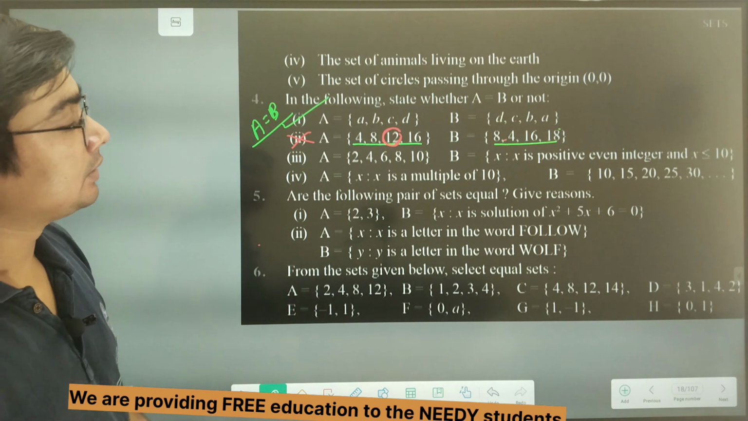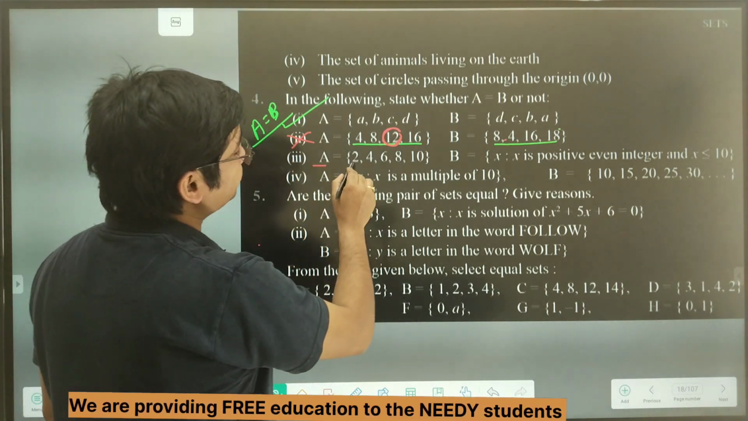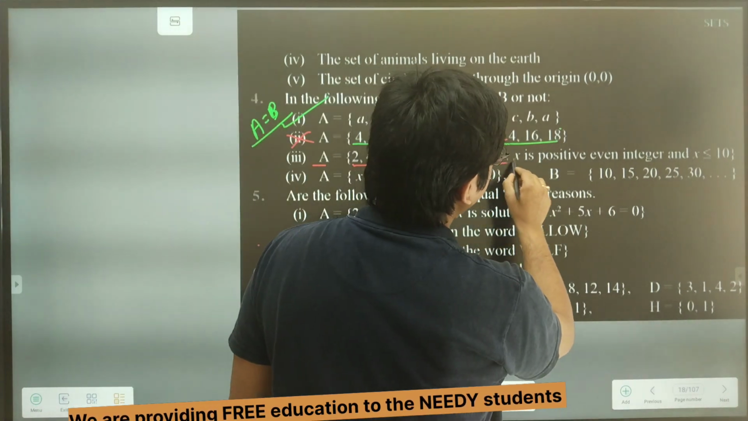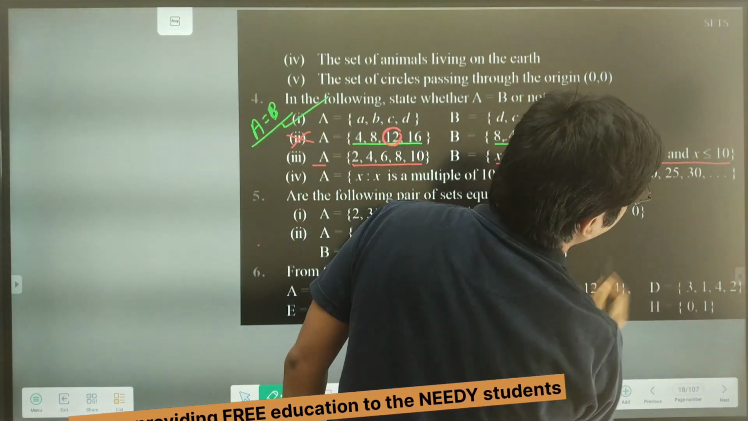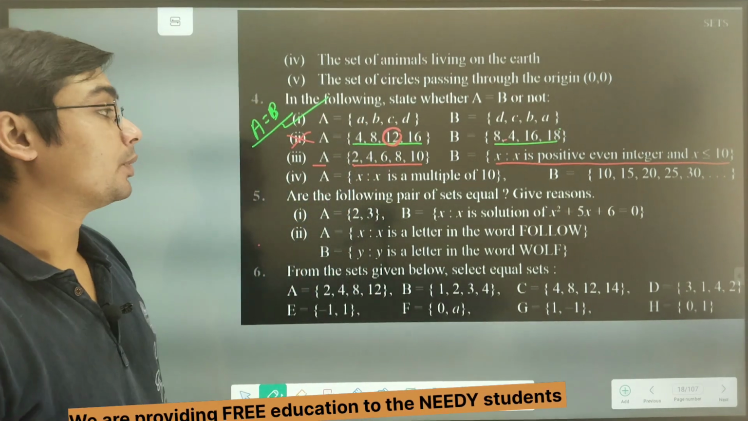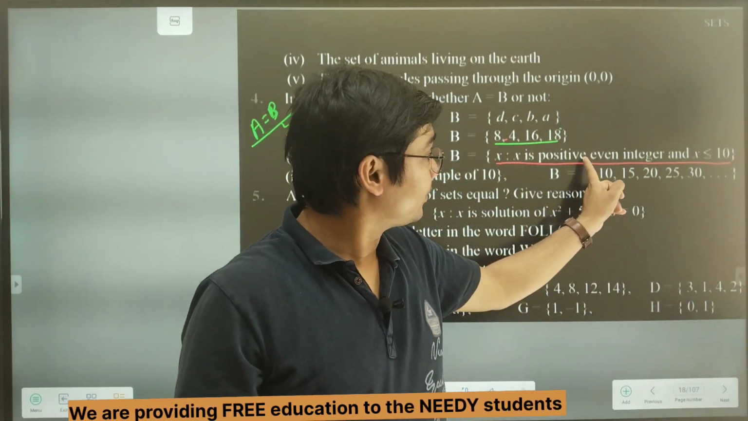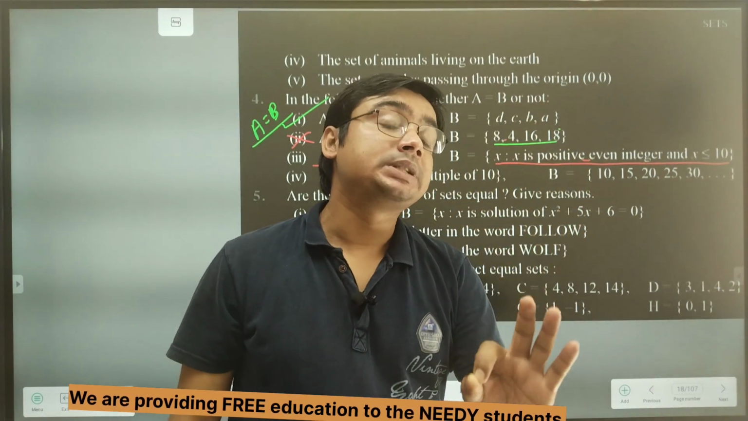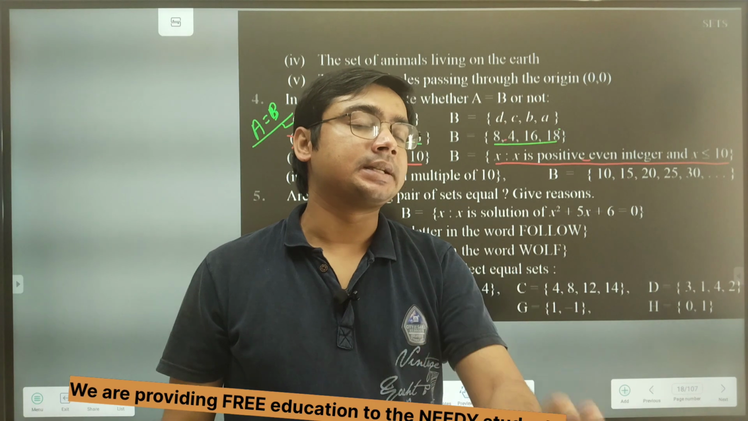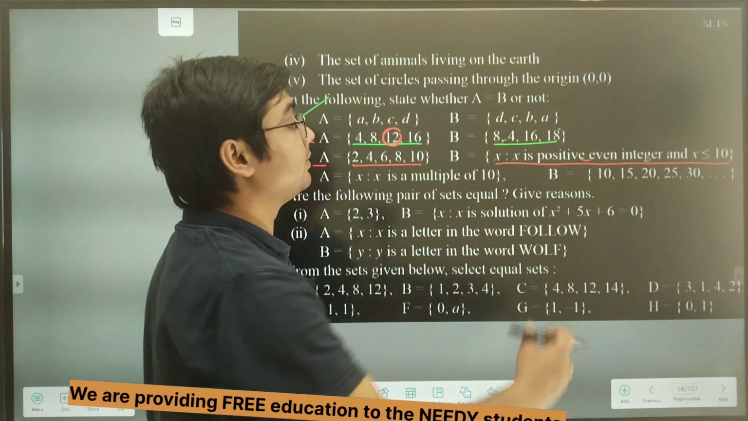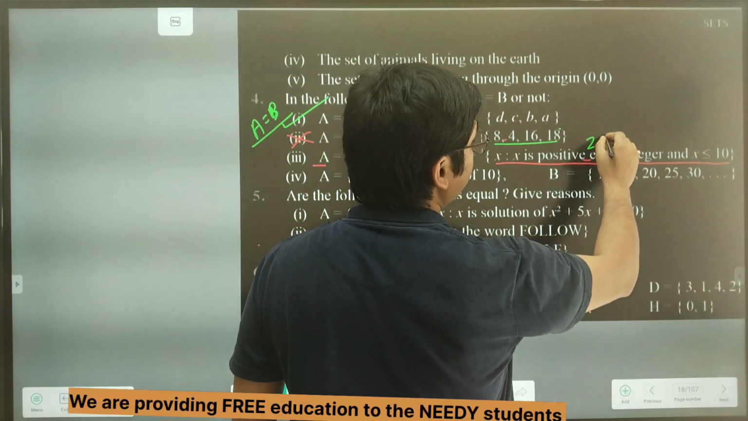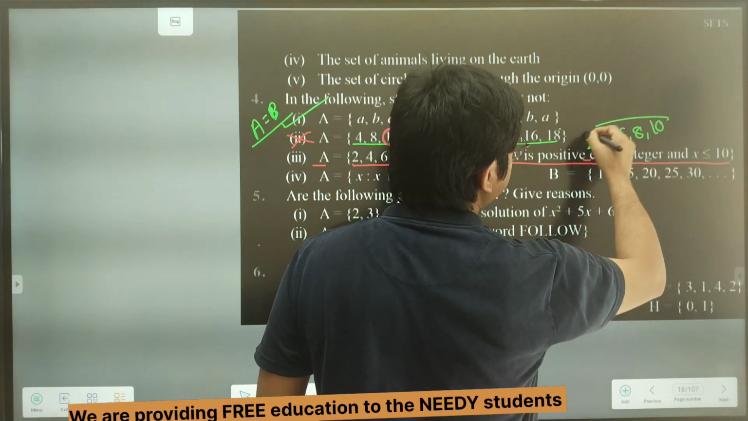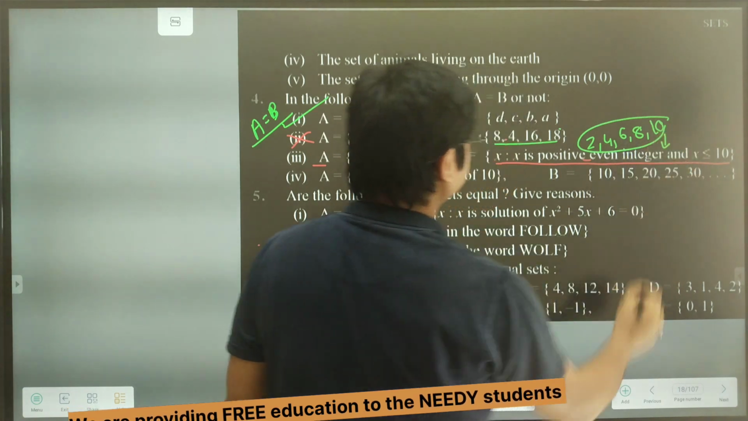Now come to question number 3. Here A contains these elements, and B is provided in set builder form. So first of all, write this set in roster form. Here x is a positive even integer and less than or equal to 10. Positive even integers which are less than or equal to 10. That means the elements will be 2, 4, 6, 8 and 10. These are the elements of this set B.